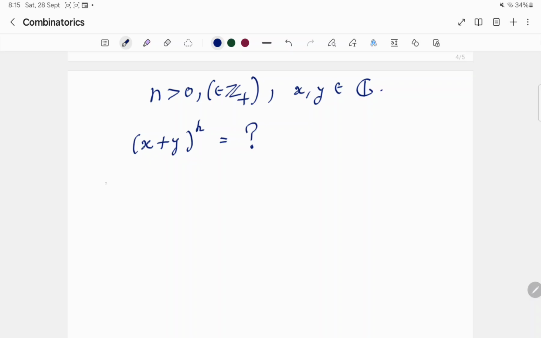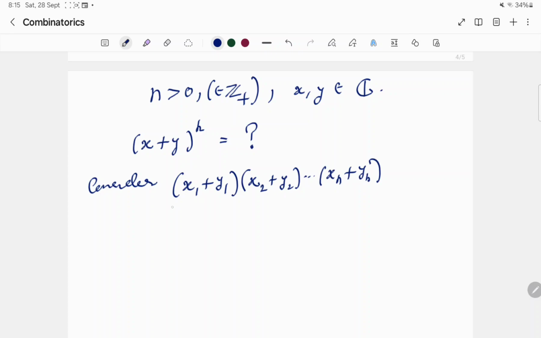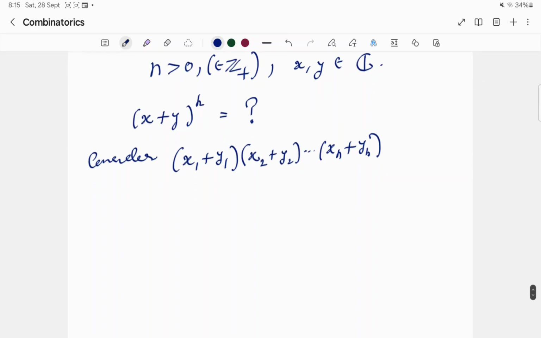I just want to consider a general product which involves some variables like this. So we are going to consider the product (x1 + y1)(x2 + y2) going up to (xn + yn), and what this product will look like. How can we expand this product? That is our initial observation.